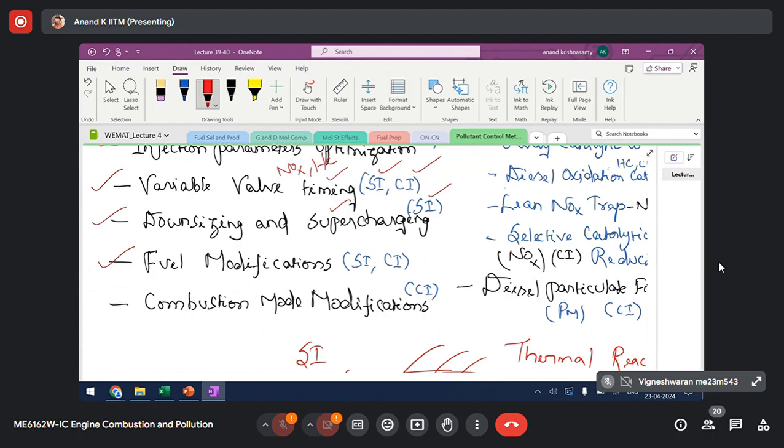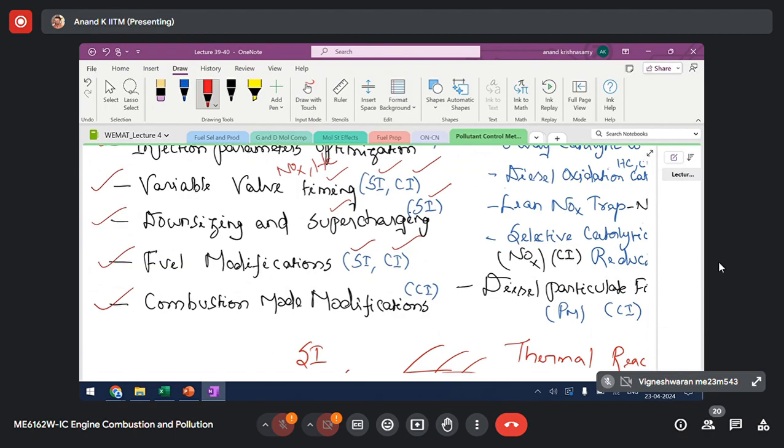Fuel modification. Instead of running IC engines with conventional fuel, that is diesel for CI engine and gasoline for SI engine, you can also run the engine with several alternative fuels. Using alternative fuel is found to be one of the effective in-cylinder pollutant control methods for both SI and CI engine. We'll talk about what all the alternative fuels are that we can use in SI and CI engine so that we can reduce the pollutant level.